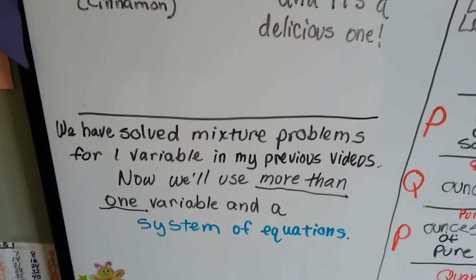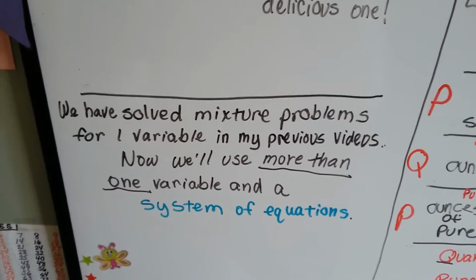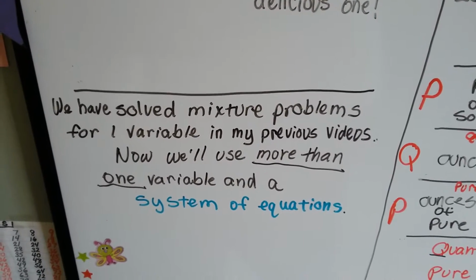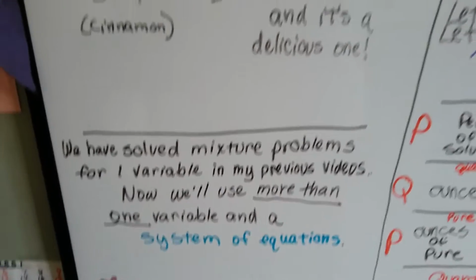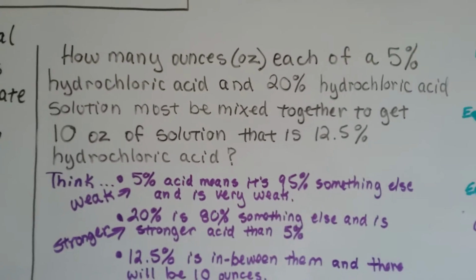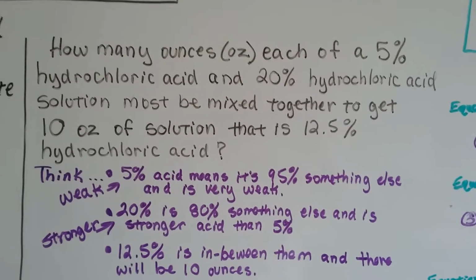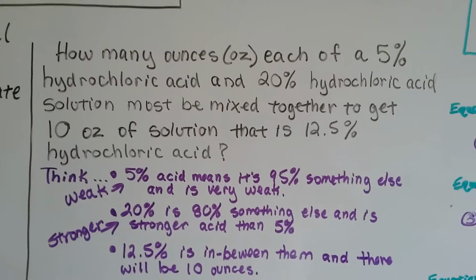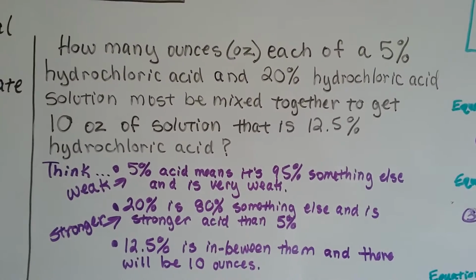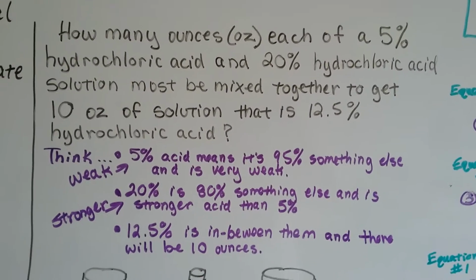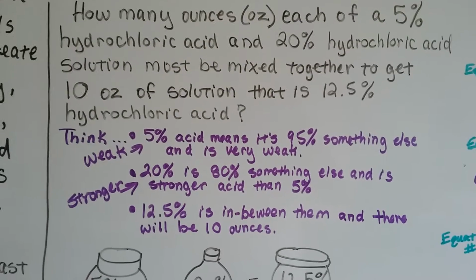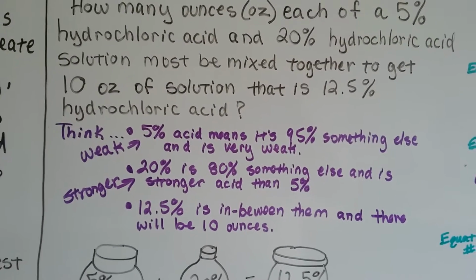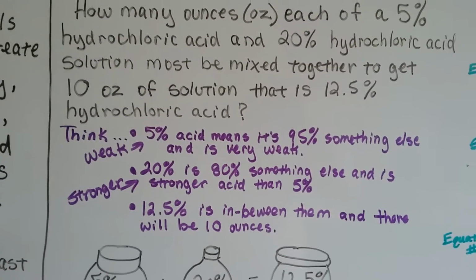So we've solved mixture problems for one variable in my previous videos. Now we're going to use more than one variable and a system of equations. So here's the first word problem. How many ounces, OZ is short for ounces, each of a 5% hydrochloric acid and a 20% hydrochloric acid solution must be mixed together to get 10 ounces of solution that is 12.5% hydrochloric acid.